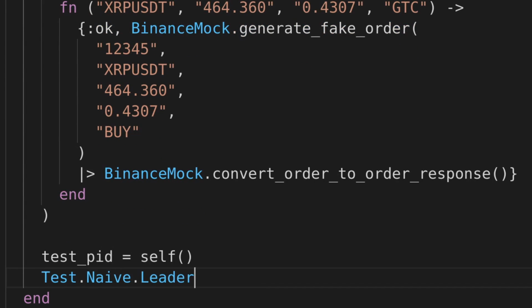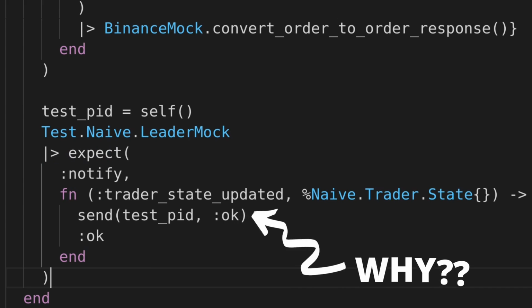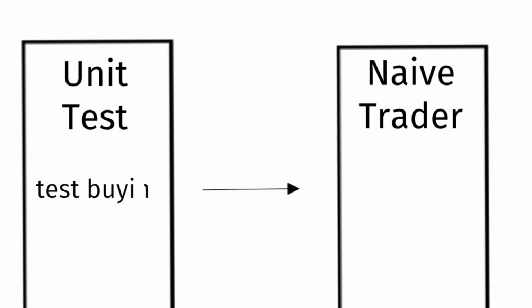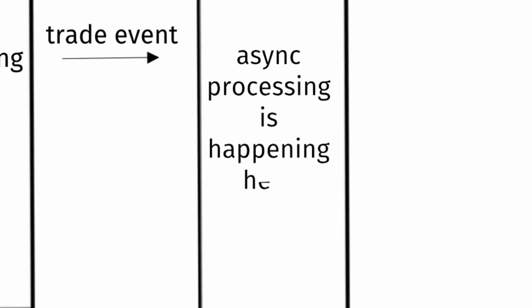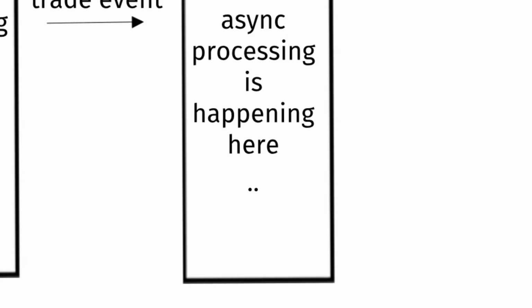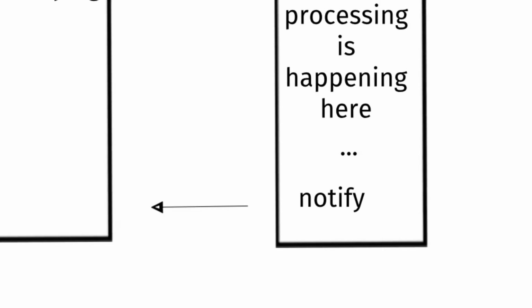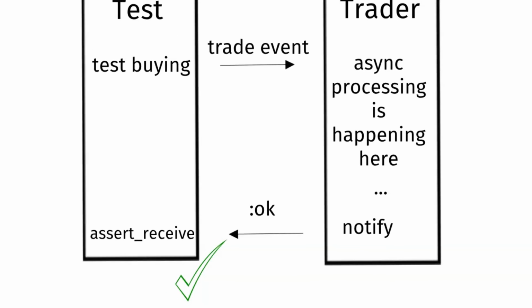Let's stop here to figure out what's happening and why we need to send a message from the mock to the test process. Our test starts the naive trader process and it will send a trade event to it to trigger the buying logic. We don't receive any feedback when the trader process finished processing the message. The notify function is the last function call inside the tested callback, which we can mock to create that feedback loop, confirming that the trader process finished processing the trade event.